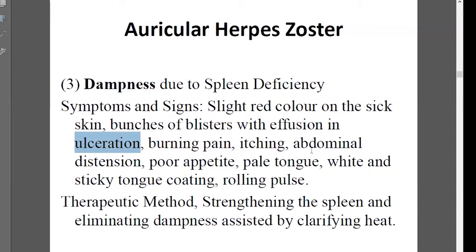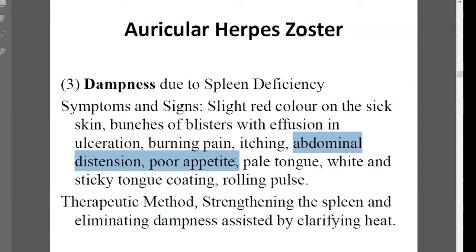And other symptoms. When we talk about spleen deficiency, we mainly talk about spleen qi deficiency. Spleen qi deficiency can cause abdominal distension, poor appetite, and diarrhea. The book didn't put all the symptoms there, so basically you can add more. About the tongue, a pale tongue could come from blood deficiency. That's pretty common. But remember, a pale tongue also comes from qi deficiency and yang deficiency.